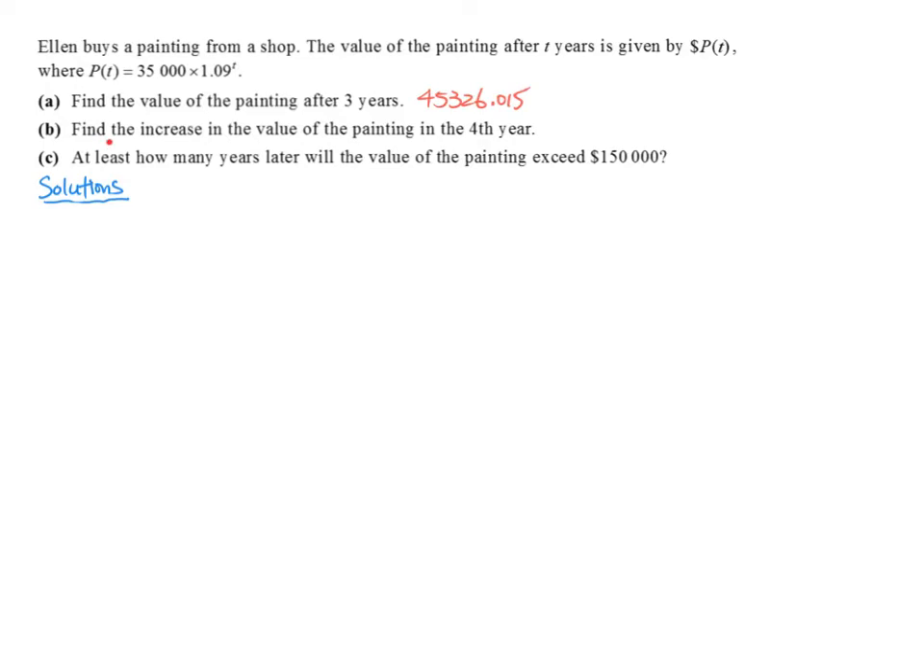Now, part B, we want to find the increase in the value of the painting in the 4th year. Why is it increasing? Because it's exponential and this base is greater than 1. So it keeps going upward, right? But for the increase in the 4th year, think about it.